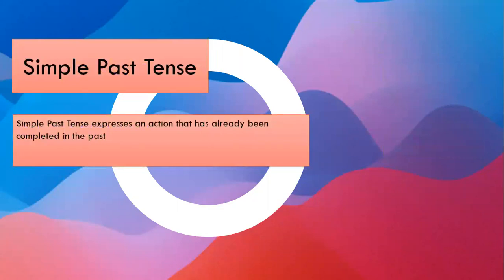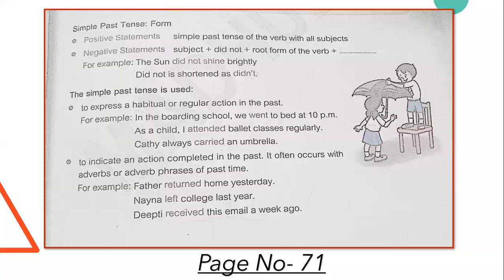What is simple past tense? Simple past tense expresses an action that has already been completed in the past, means it's finished, it's completed. There can be two forms: positive and negative.